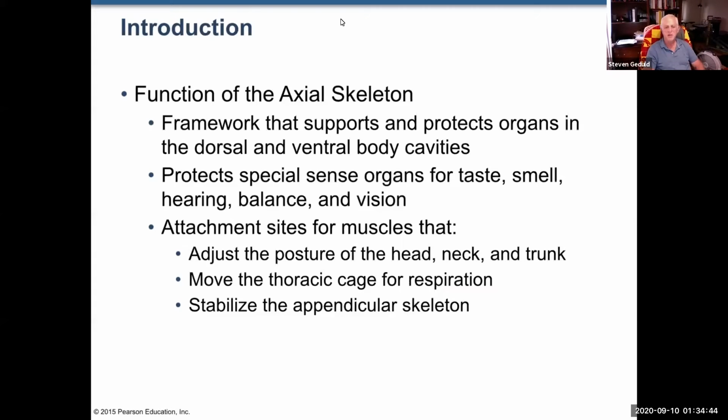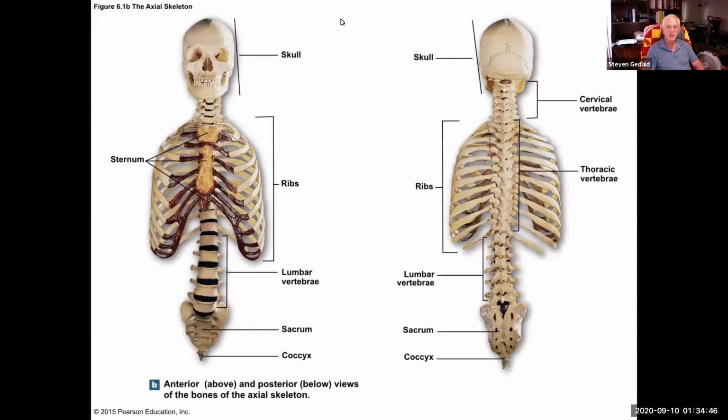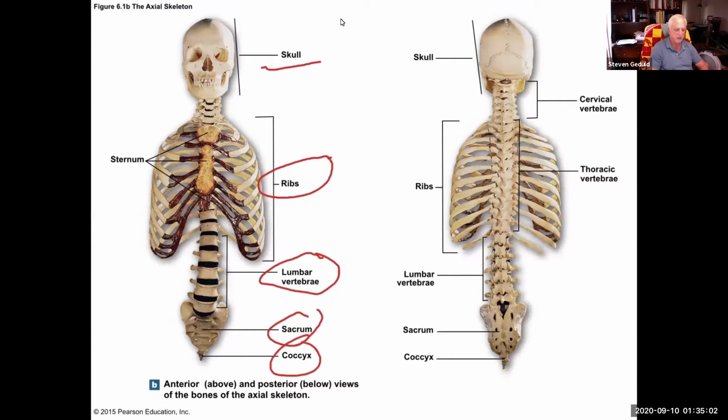This is the axial skeleton. You have your skull. You have the ribs in your thoracic cage. You have the lumbar section of the vertebrae, the sacrum, and the coccyx. That's the front view, and you also have the back view. And the sternum, we're going to talk about that in a little bit. This is your breastbone that protects your thoracic cage.